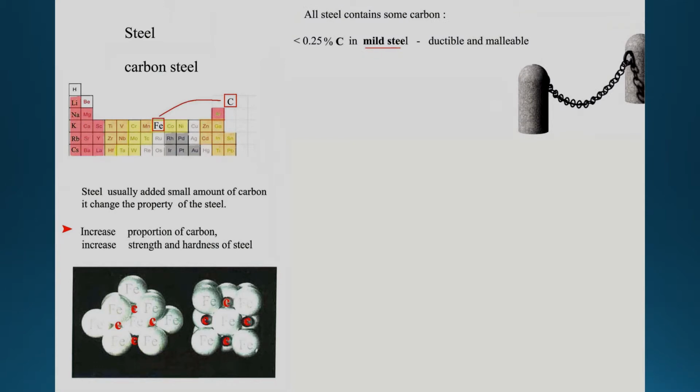And when you add 0.25% of carbon into this steel, you can make it into a chain, an iron chain. They are much harder than pure iron, yet still slightly moldable and ductile, but they are strong. This is called mild steel.